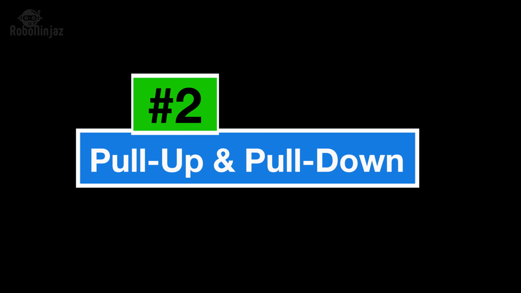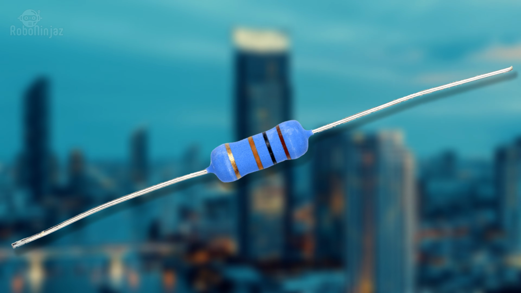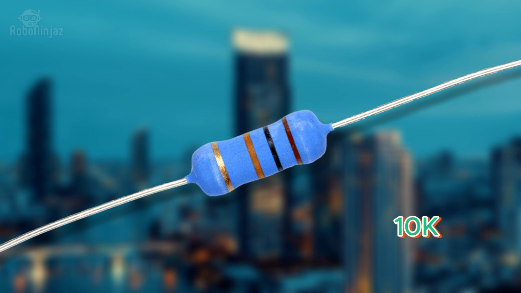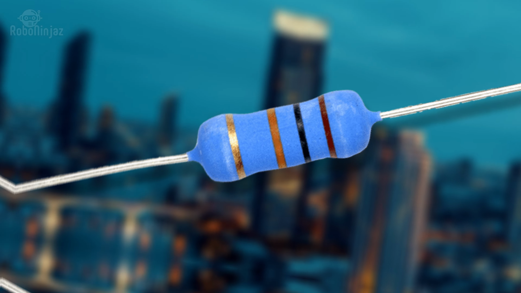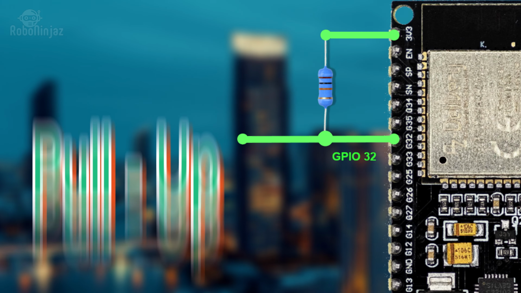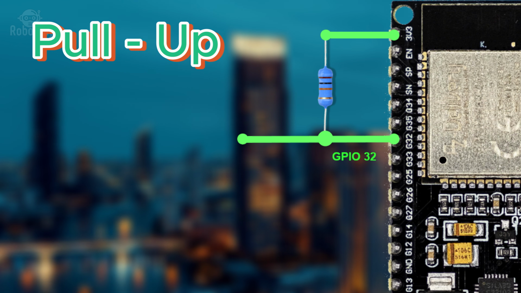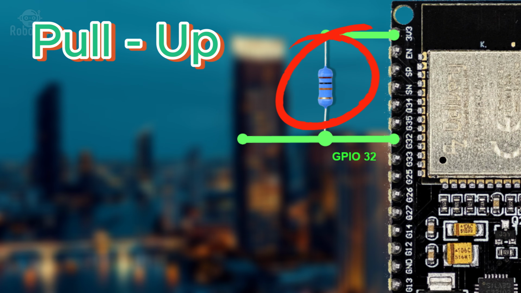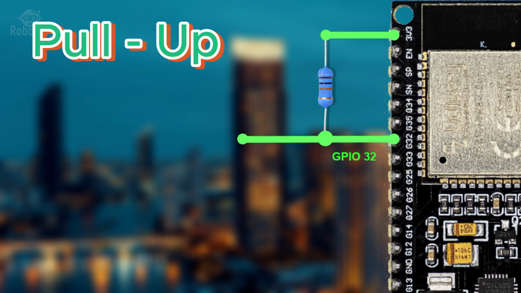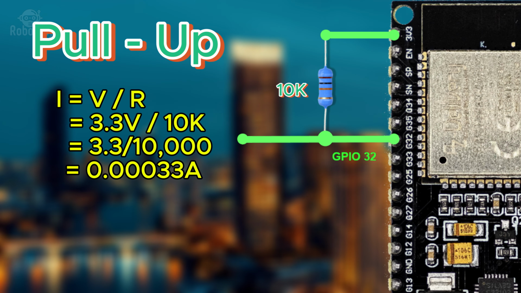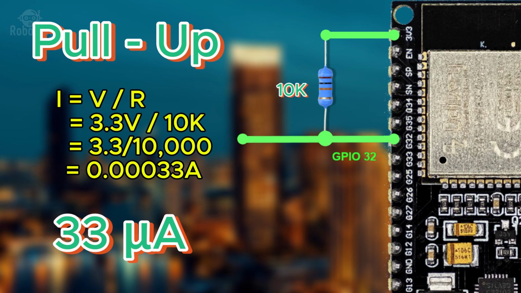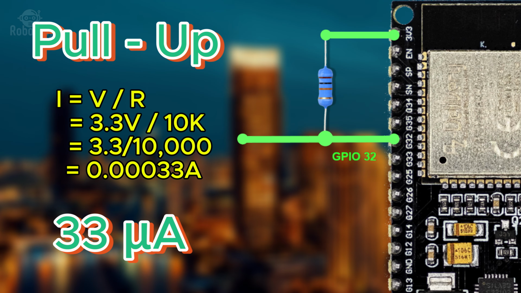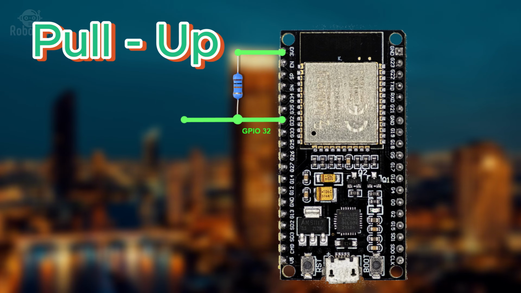Pull up and pull down. To fix this issue, we can use a pull-up resistor or a pull-down resistor, depending on the requirement. This is the pull-up configuration. This is a current limiting resistor, which controls the amount of current flowing into the GPIO pin. In this case, a 10K resistor connected to 3.3 volt will limit the current to around 33 microamperes, calculated using Ohm's law. This small current is enough to keep the pin in a defined high state without damaging the ESP32.